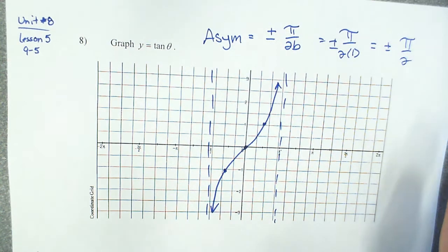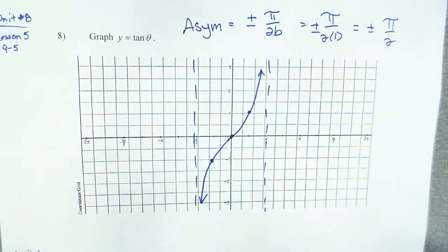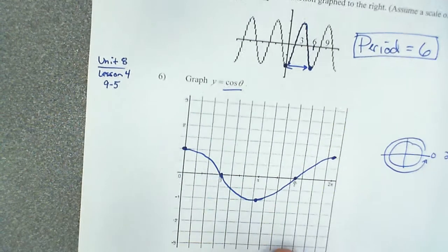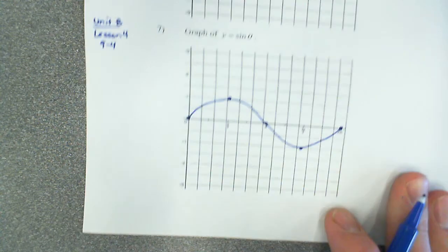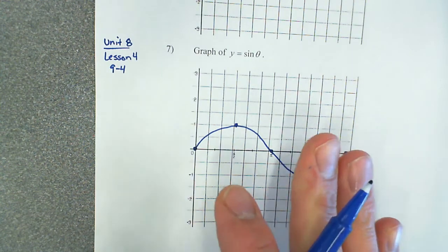The basic graph looks like this. You don't have to do anything funky with these. You just need to know what the basic graphs look like. This is tangent. This is cosine. And this is sine. Okay? So need to know your basic graphs. Okay? Those are the questions from the trig.